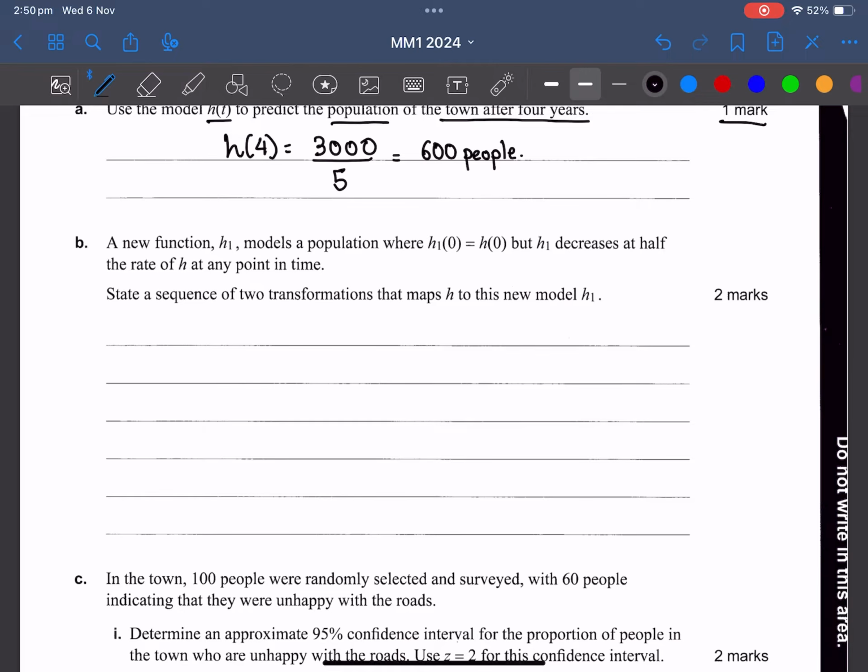A new function, h1, models a population where h1 of 0 is equal to h of 0, but h1 decreases at half the rate of h at any point in time. State a sequence of 2 transformations that maps h to this new model h1. So this new model is decreasing at half the rate. So the y value is changing half as fast as h, essentially. So the y value is halved, like the speed is halved.